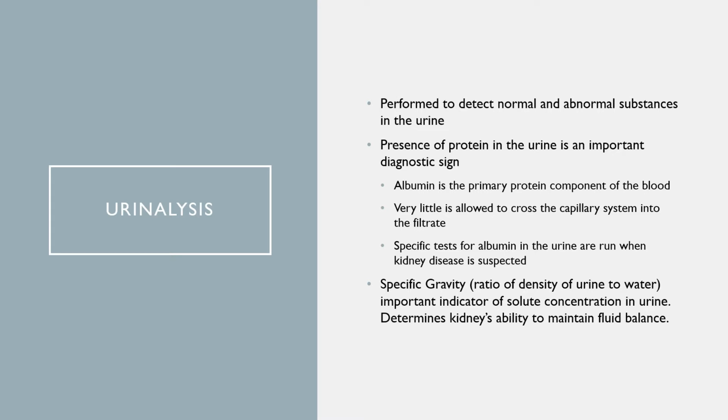Albumin is the primary protein component of blood, and very little is allowed to cross that capillary system into the filtrate when going through the kidneys. So specific tests for albumin in the urine are run when kidney disease is suspected. We also can measure our specific gravity with a urinalysis. That's the ratio of density of urine to water, and it's also an important indicator of solute concentration in the urine. It's going to determine that kidney's ability to maintain a fluid balance.